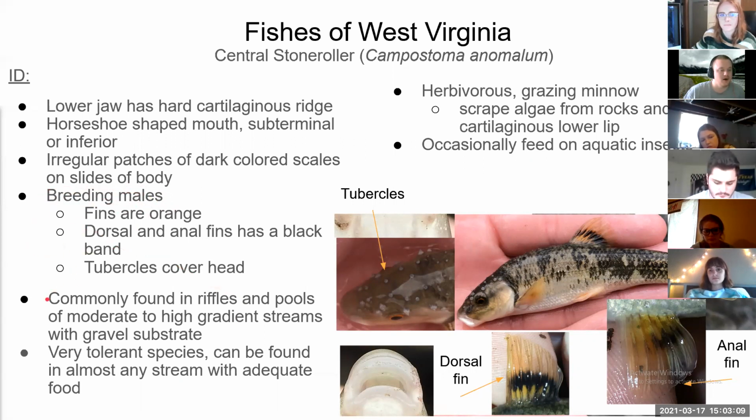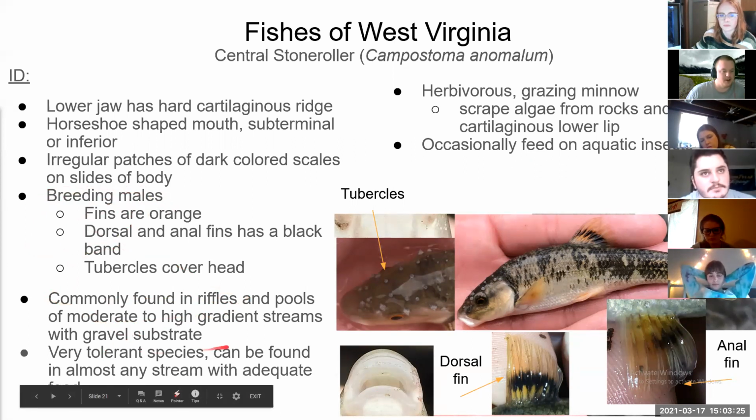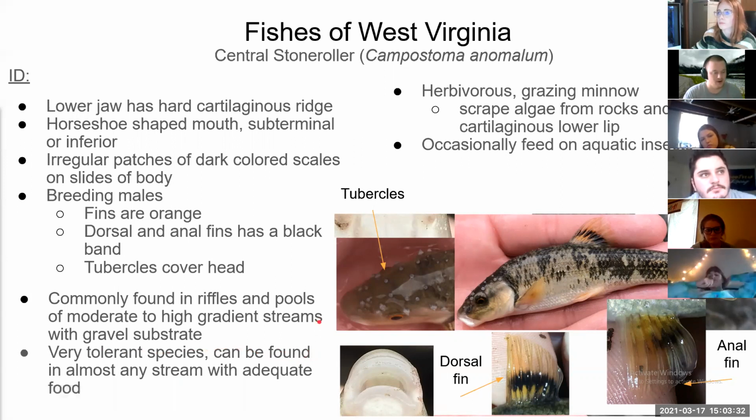So they're commonly found in riffles and pools of moderate to high gradient streams. They need a bit of current, and they like the gravel substrate. And they are actually, as opposed to a lot of macroinvertebrates we talked about, very tolerant. So they can be found in almost any stream where there's enough food to support them.